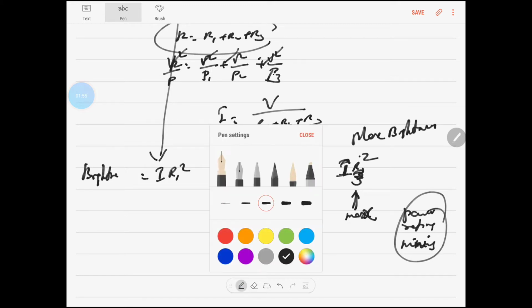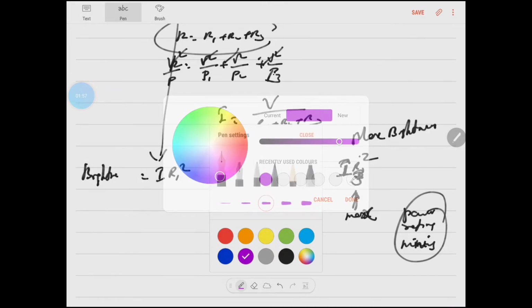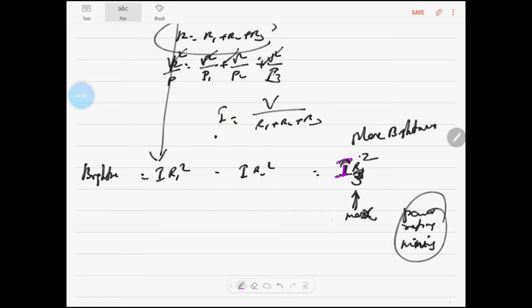But what happens if the current suddenly increases beyond a safety point? Then this will be the bulb to fuse first. So you should understand that the one with the minimum power rating or the maximum resistance is the one which will glow with the maximum brightness. And you can't increase the brightness any further by increasing the current, because if the current goes beyond the safety limit, the bulb is going to fuse.